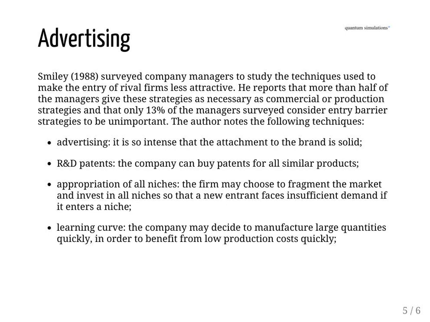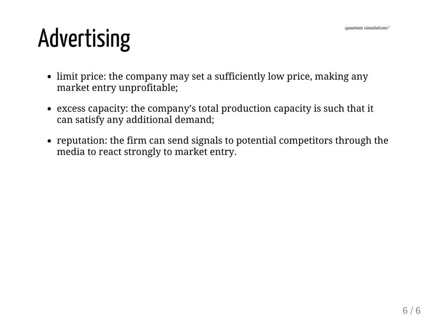Learning curve: the company may decide to manufacture large quantities quickly, in order to benefit from low production costs quickly. Limit price: the company may set a sufficiently low price, making any market entry unprofitable. Excess capacity: the company's total production capacity is such that it can satisfy any additional demand. Reputation: the firm can send signals to potential competitors through the media to react strongly to market entry.